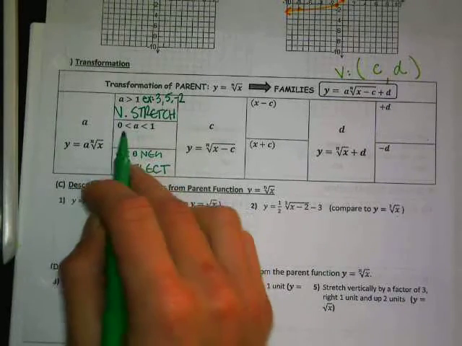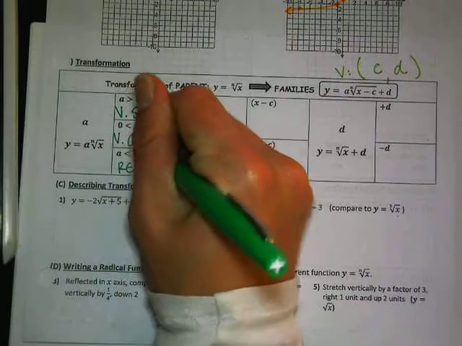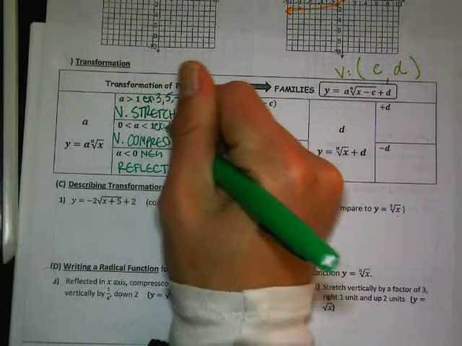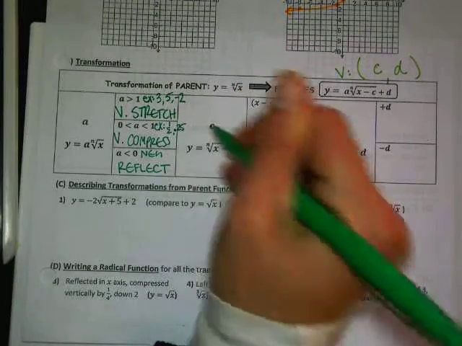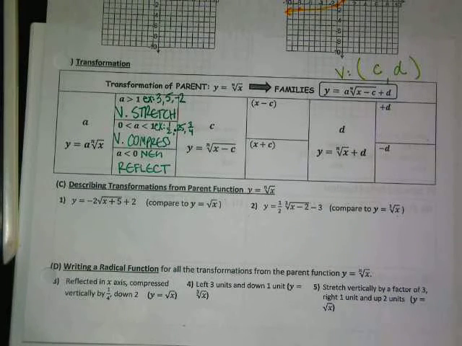So the last one, if it's between 0 and 1, what kind of translation? Compress. And what will those numbers look like? 1/2 or 0.25, 3/4. Decimals or fractions that are less than 1. I think the A value is probably the hardest. So, number bigger than 1, stretch. Number between 0 and 1, like a decimal or a fraction, compression. And if it has a negative sign, that's a reflection all on its own.